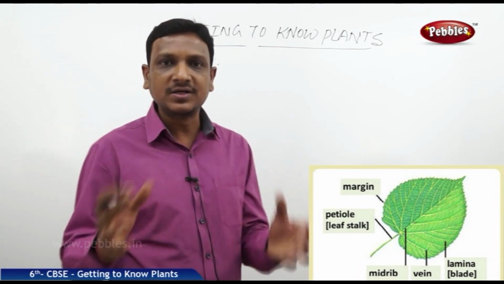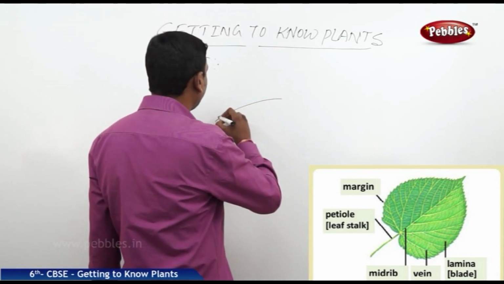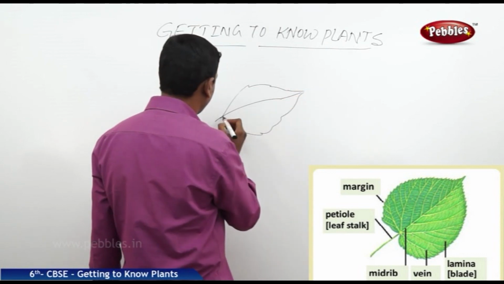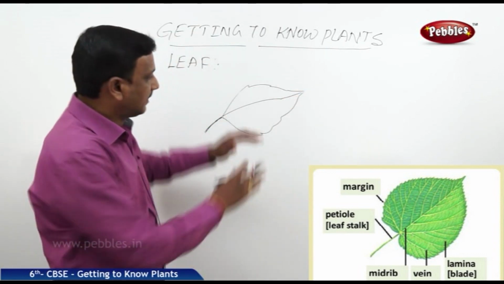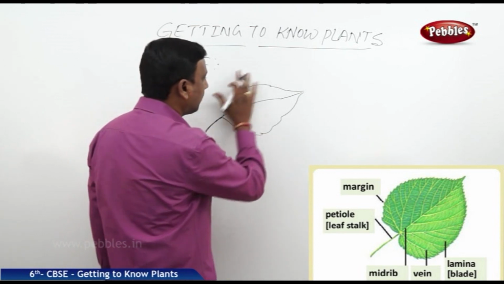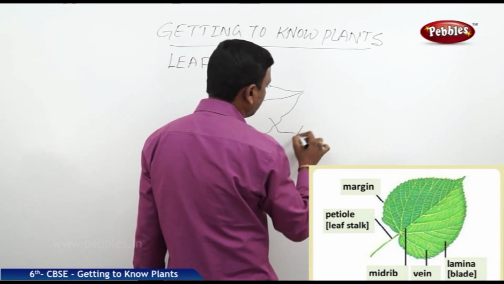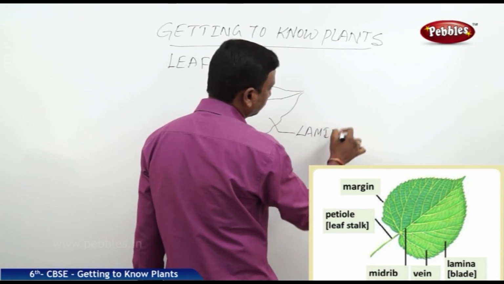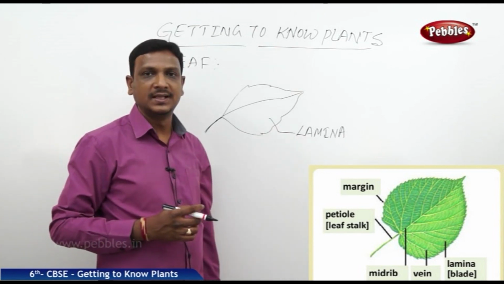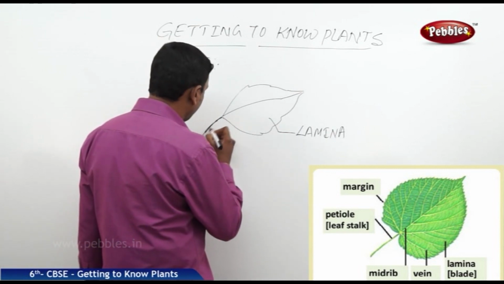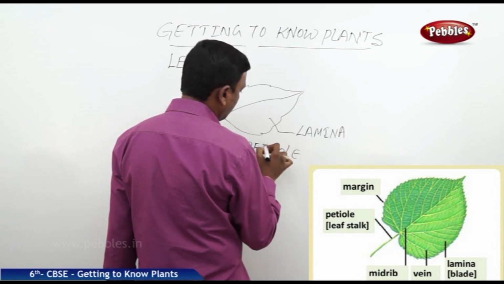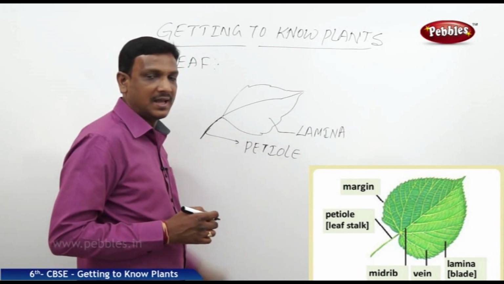Now let us see the parts of a leaf. A leaf has got a broad surface. A leaf is a flat organ. The surface or the green part of the leaf is called lamina. And the stalk of the leaf is called petiole. So this is the petiole and this is the lamina.